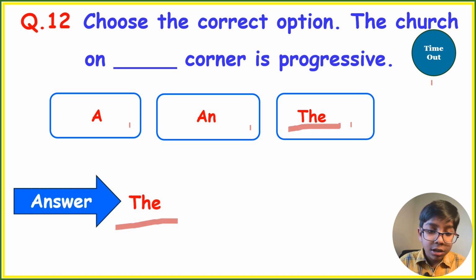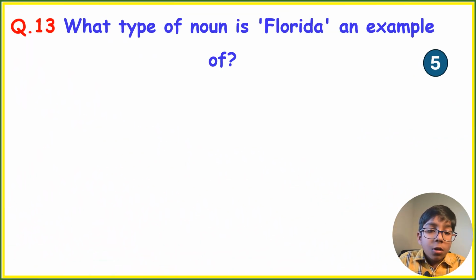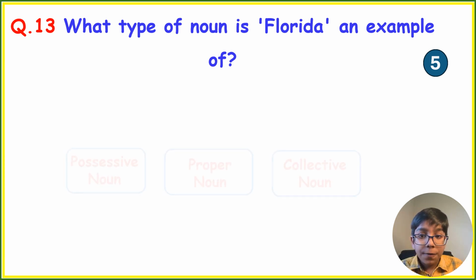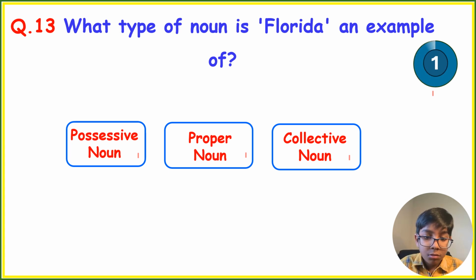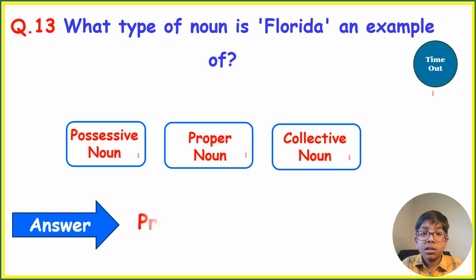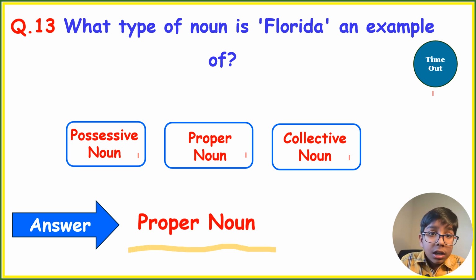Your next question is: what type of noun is Florida an example of? Possessive noun, pronoun, collective noun, proper noun. Your time starts now. And your correct answer is proper noun. Here, Florida is a proper noun because it is the specific name of a state within the United States.